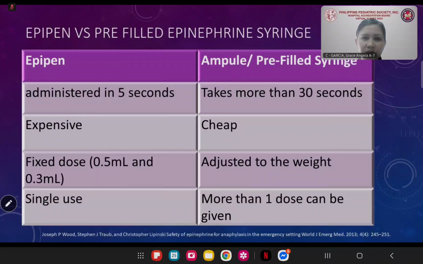So the difference between your epinephrine auto-injector versus your pre-filled syringe: the auto-injector can be administered in 5 seconds. I'll show the EpiPen later, and it is expensive. It's around $300, or in here, we sell it for 10K per injection. And then it is a fixed dose. For adults, it's 0.5, while for pedia patients, it is 0.3 ml, and it is single use.